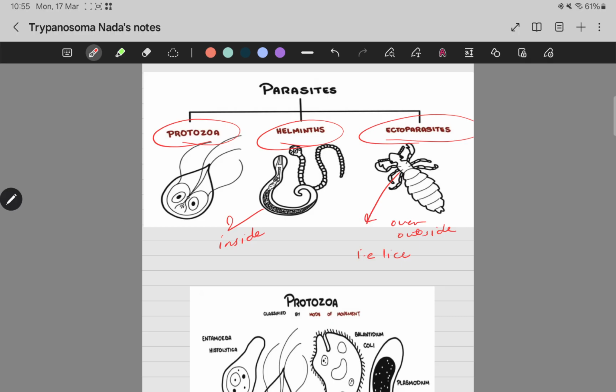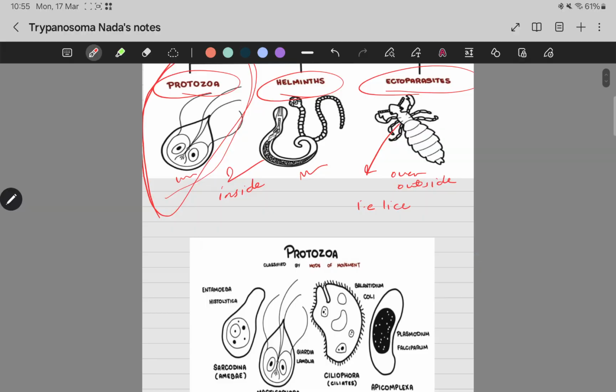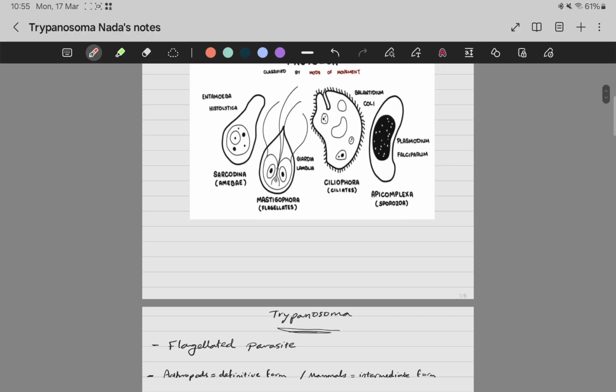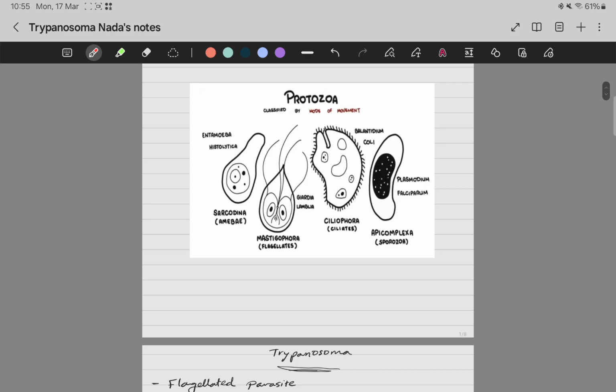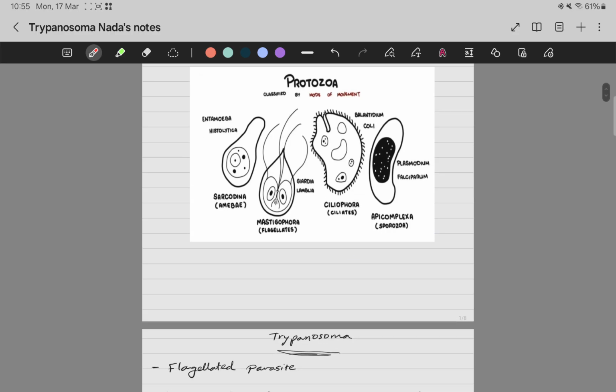Helminths are multicellular, while protozoa are unicellular, and protozoa are what we care about today, because trypanosoma is a subclass of protozoa. Protozoa are unicellular organisms, and they are classified into four main groups. The first group is amoeba, the second is flagellates, the third is ciliates, and the fourth is sporozoa.